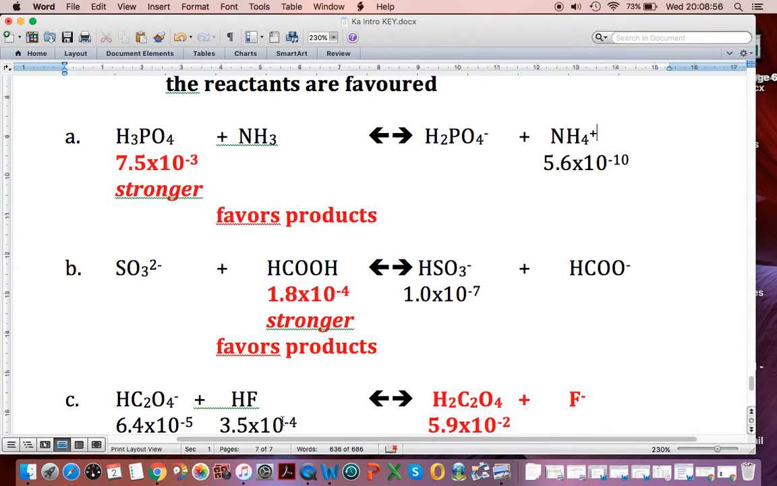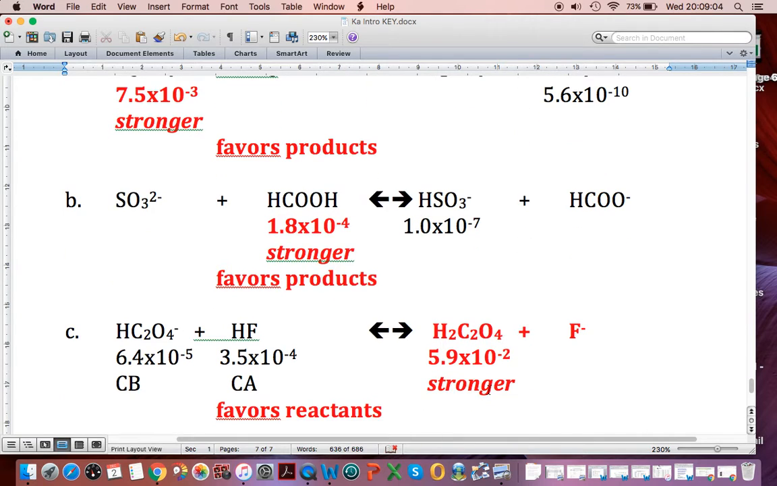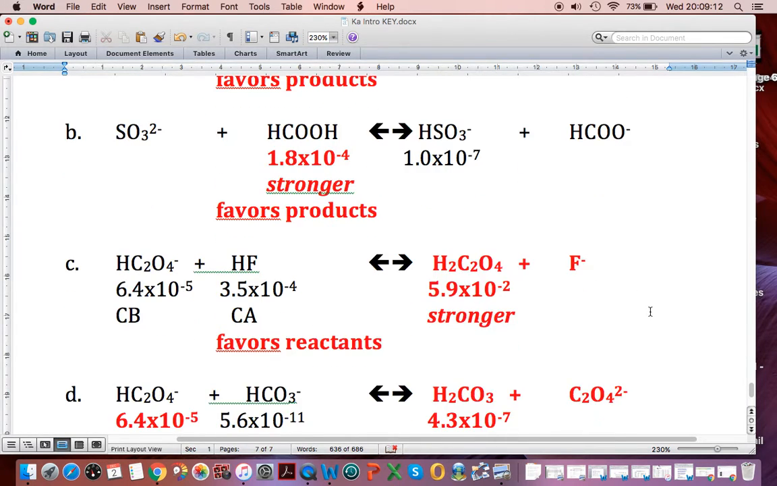I had this Ka already. Now I look up this Ka. This number, 10 to the minus 2, is bigger than this one, 10 to the minus 4. Stronger acid. So this one favors the reactant. So we'll drive it to the left. So there was a lot going on there. And hopefully the next ones will be challenging as well.